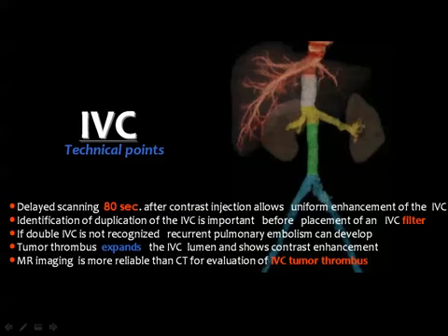The MRI is one of the reliable techniques if you want to discriminate between the regular thrombus and the tumor thrombus, as previously mentioned in the issues about thrombosis of the IVC.